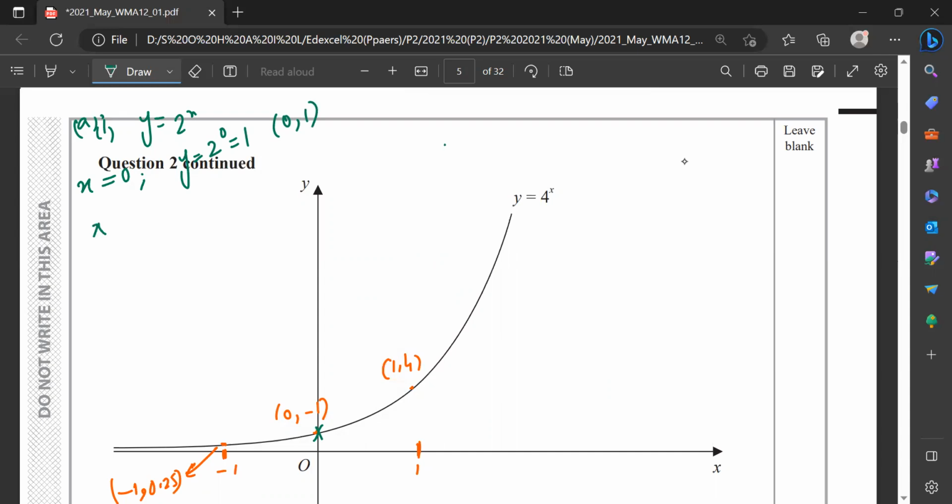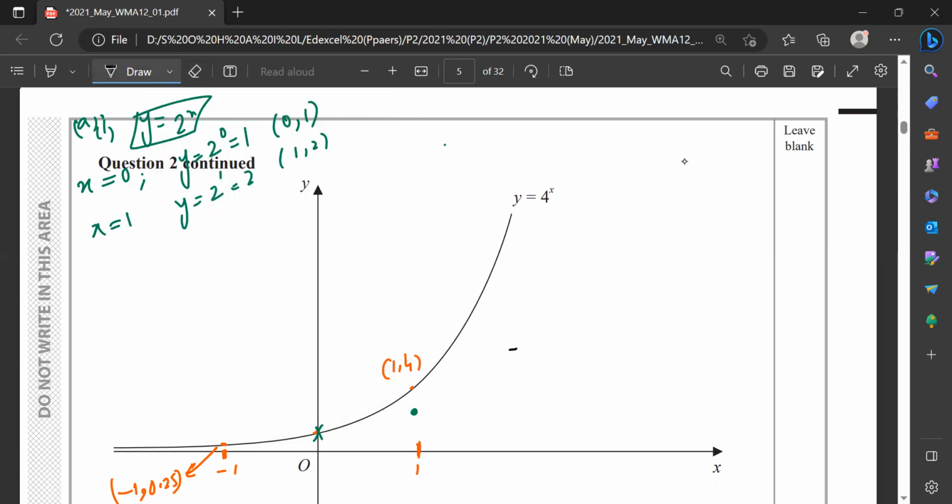Next, x equals 1. Previously we had 1 comma 4 for y equals 4 to the power x. For x equals 1, y equals 2 to the power 1, which is 2. So 1 comma 2, which obviously means below that. So this is the point on the graph of y equals 2 to the power x. One point is 0 comma 1.